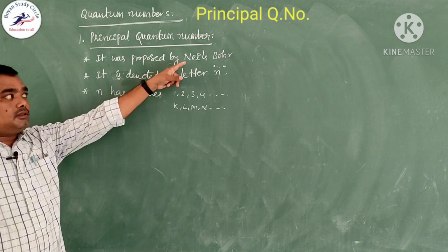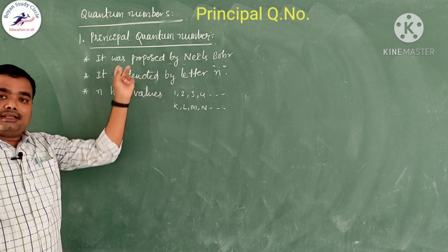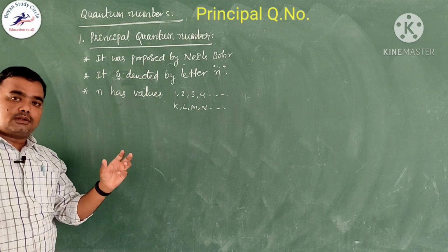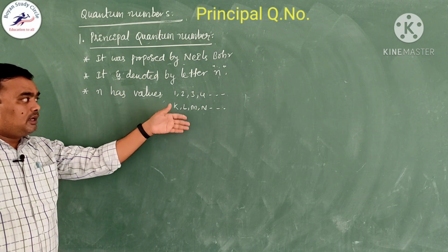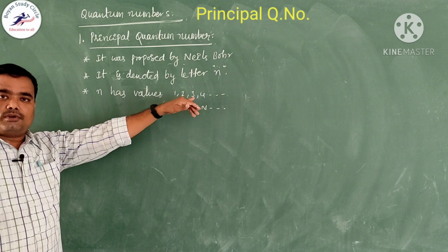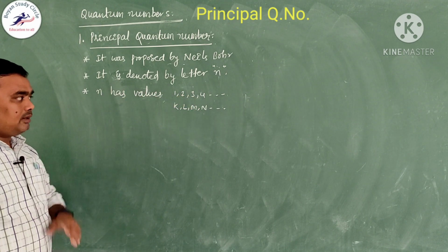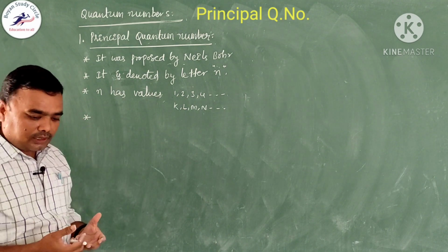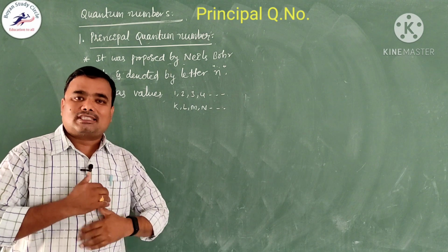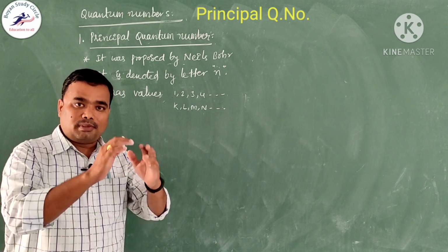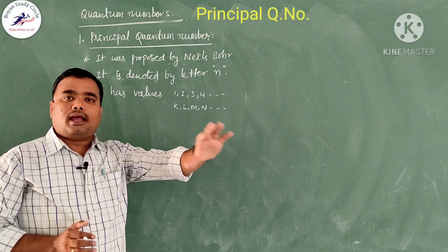Already we have discussed Bohr's atomic model. There he said the electrons are revolving around the nucleus in circular paths called orbits or energy levels. He named those orbits as 1, 2, 3, 4 or K, L, M, N and so on. That means this quantum number explains the main shells, or main orbits, or main energy levels present in the atom.